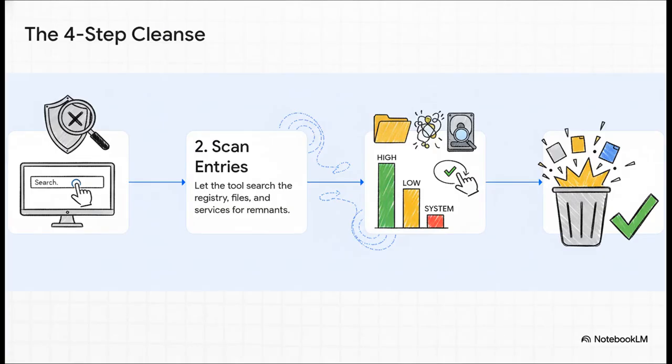The process itself is actually incredibly simple. It really just boils down to 4 steps. First, you pick your target. Say you want to get rid of Avast. Second, you hit scan and let the tool do its thing, hunting down every last trace. Third, you review what it found, using those confidence levels we just talked about to make your choices. And finally, when you're ready, you hit that big remove button. It's simple, but it's decisive and so powerful.